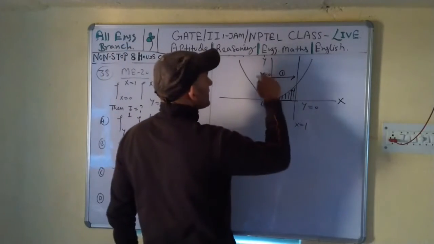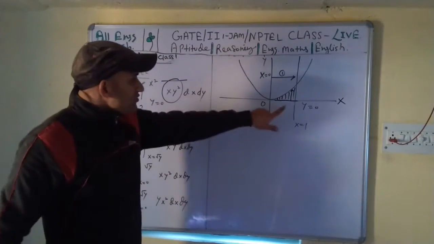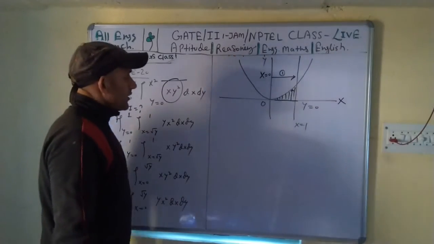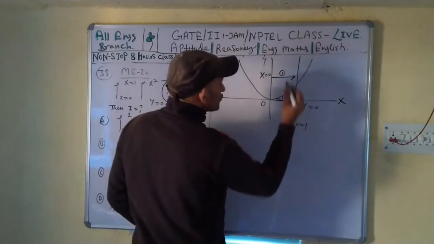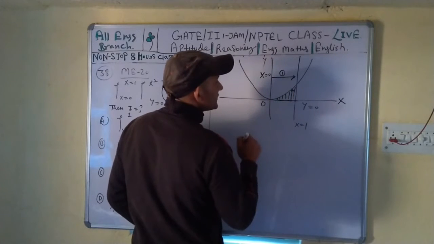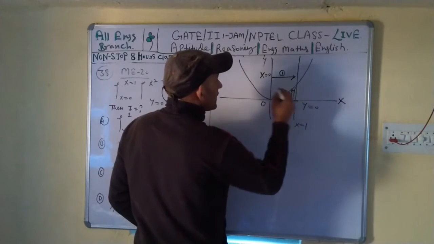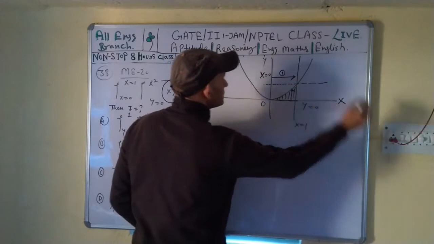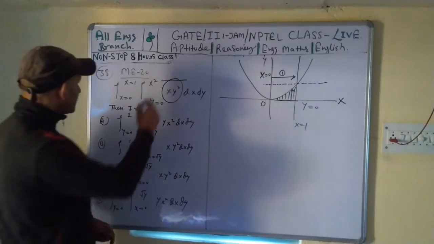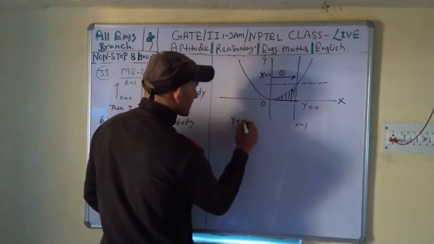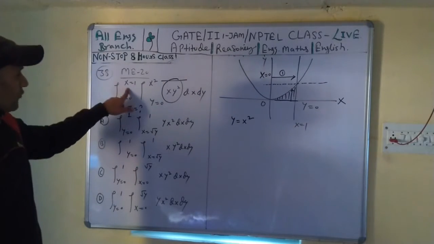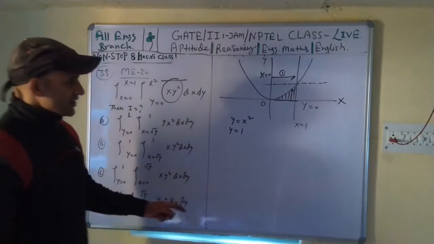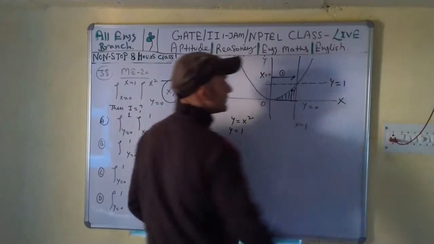So at first we have taken x is equal to 0 to x is equal to 1. Then y is equal to 0 to y is equal to x square. Now you will change the order. You can also take y is equal to 0 to this. Here you can also draw something. Or you can write, you have y is equal to x square. And if you put x is equal to 1, then y is equal to 1. So it means that your line, this is y is equal to 1.